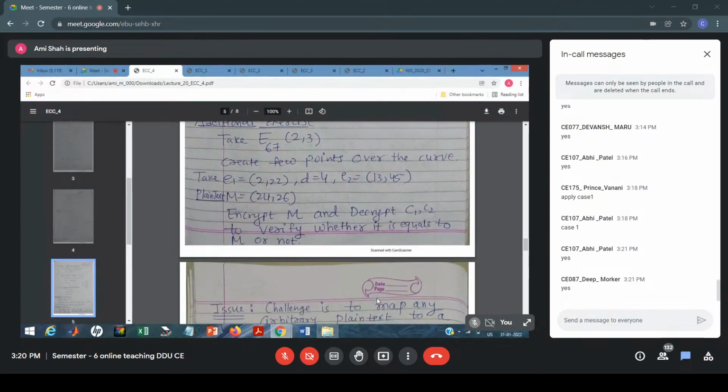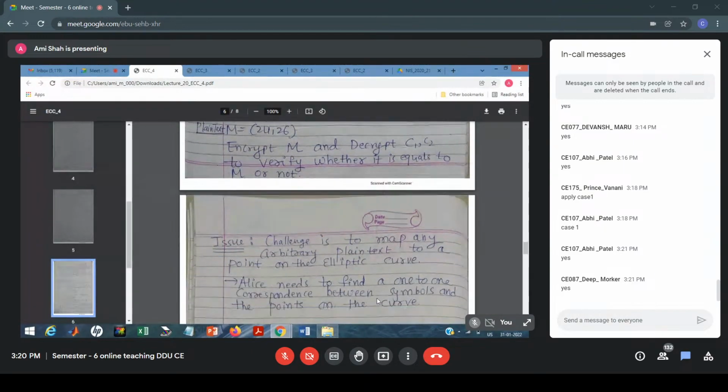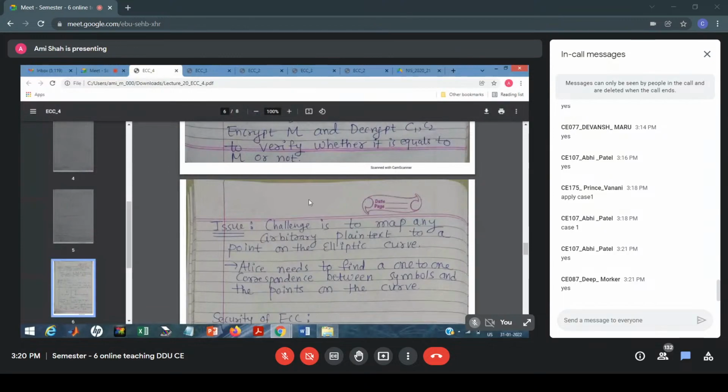Now, one of the issues that I want to discuss here is the challenge of mapping any arbitrary plain text to a point on an elliptic curve. What is the challenge? For plain text, you can't choose just any point. You have to choose a point on an elliptic curve only. So that is the challenge: to map any arbitrary plain text to a point on an elliptic curve.